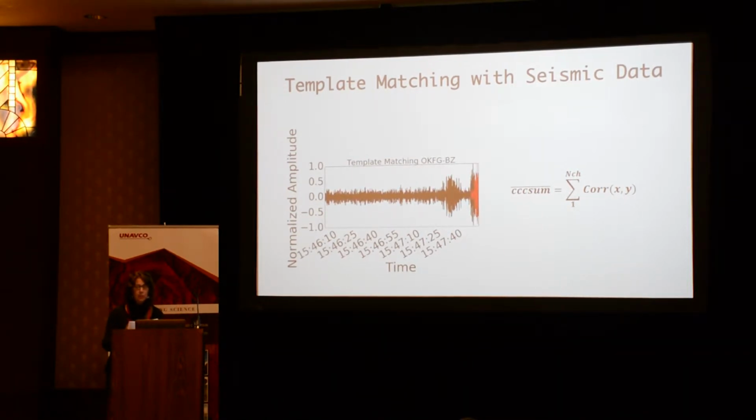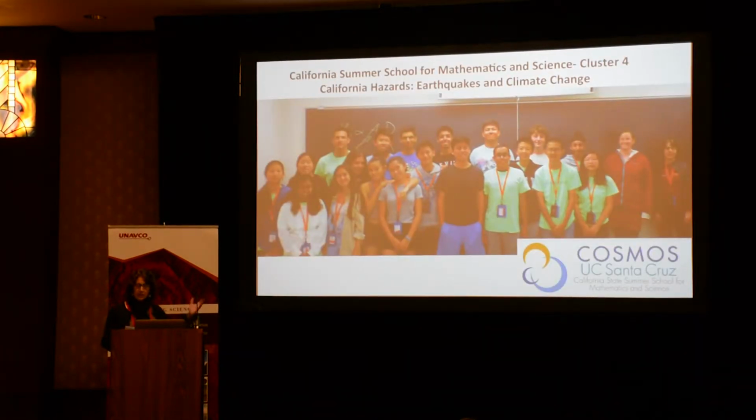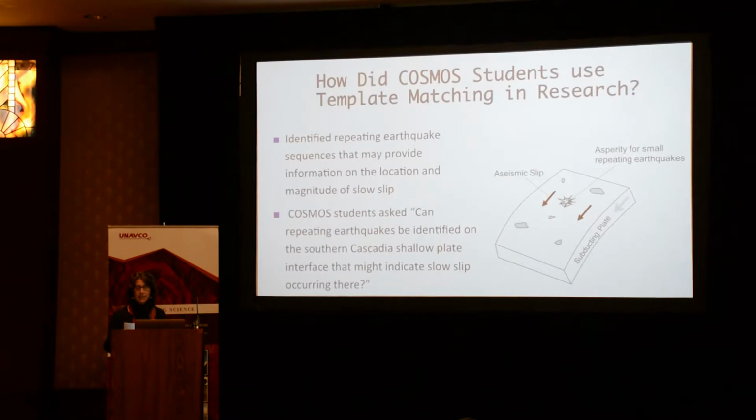Last summer, I taught an earthquake class in the COSMOS program, which is a residential four-week summer program for high-achieving high school students interested in math and science. Here they are. I involved them in a research project using template matching. The project was looking for repeating earthquakes in the shallow portion of the southern Cascadia subduction zone that might indicate that slow slip events were occurring here, so that repeating little earthquakes might have been driven by slow slip.